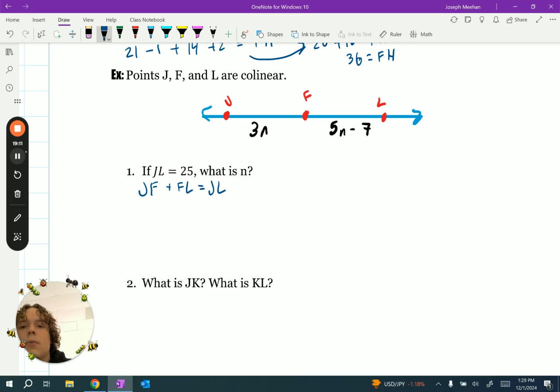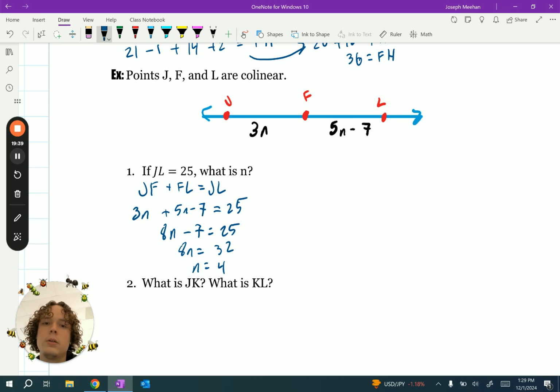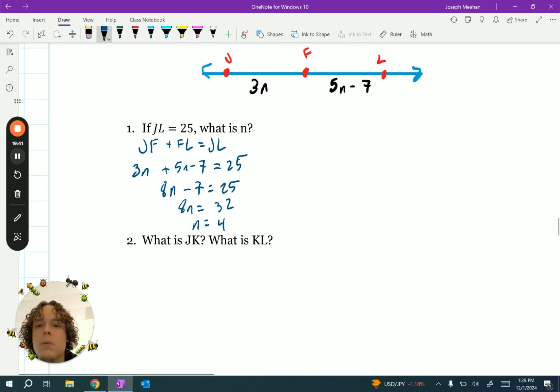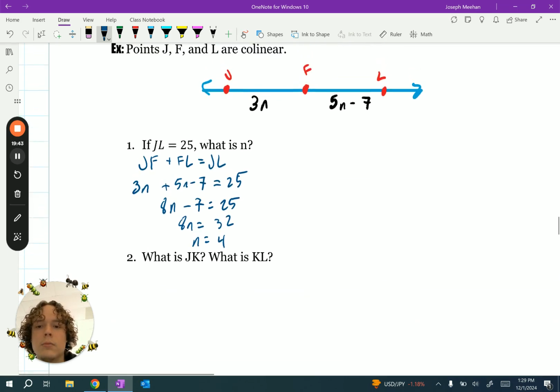So it says if JL is 25, what's N? Let's plug in what we know. We know JF is 3N. We know FL is 5N minus 7. And it tells us that JL is 25. So now we have an equation that we can solve for N. We can say that's 8N minus 7 equals 25. 8N equals 32. N equals 4. Boom. There we go.